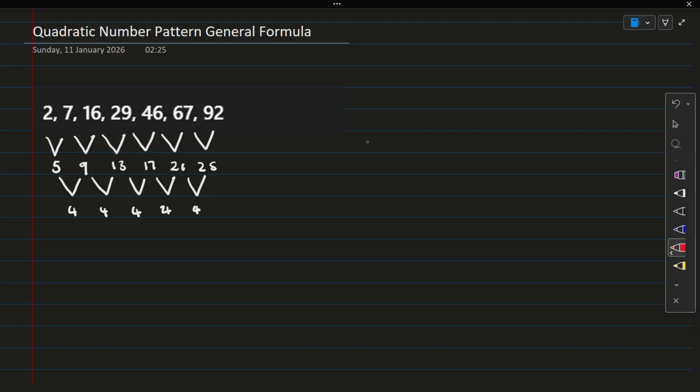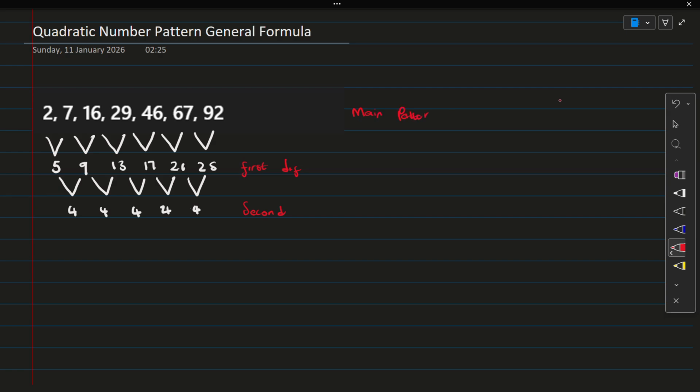So we call this the first difference. Then this is called the second difference. Then this is the main pattern. For our videos, we're going to call it the main pattern.